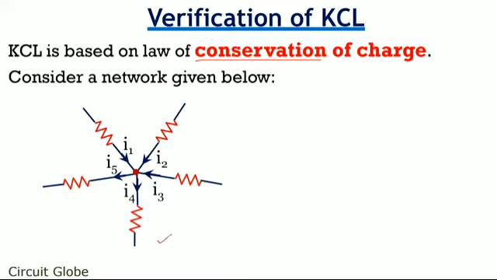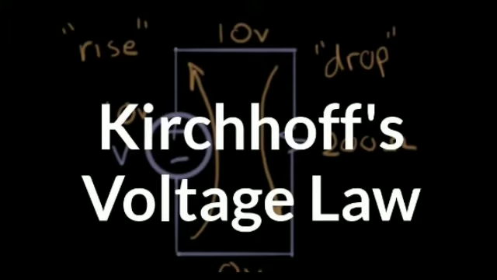So consider the network given below: I1, I2, I3, I4. Here, I1, I2, I3 are incoming currents, equal to I4, I5 outgoing currents. So I1 plus I2 plus I3 minus I4 minus I5 is equal to 0. Here, I1 plus I2 plus I3 is equal to I4 plus I5. That's all.